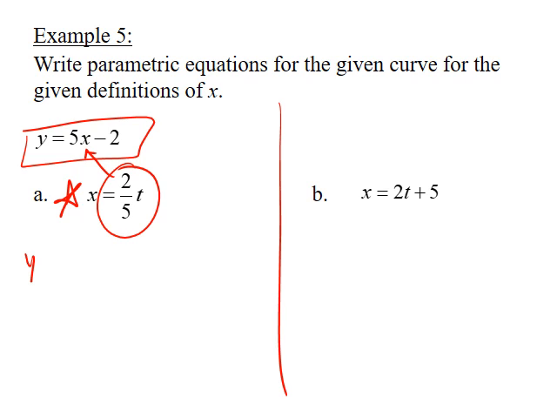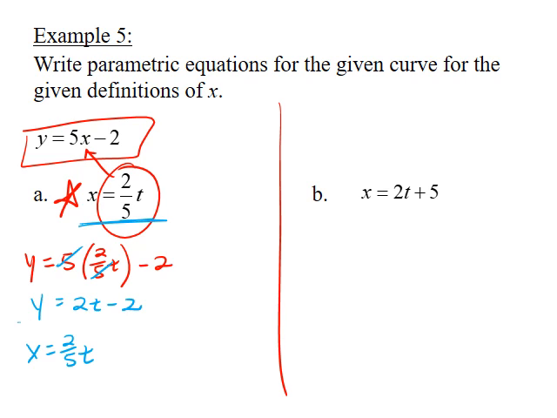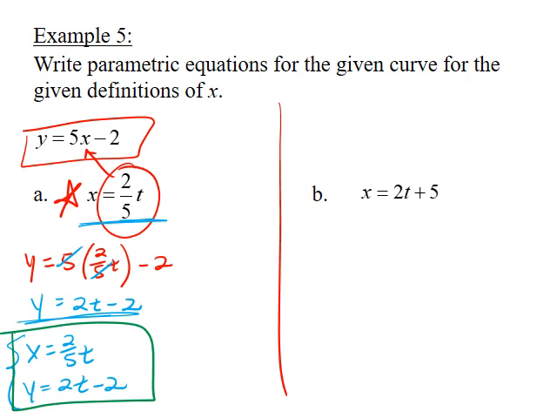So when I plug that in, I have y equals 5 times 2/5 t minus 2. When I solve that, these 5's cancel out, and I'm left with y equals 2t minus 2. So my parametric equations would be x equals 2/5 t, which was given, and y equals 2t minus 2. So this whole thing would be my answer.